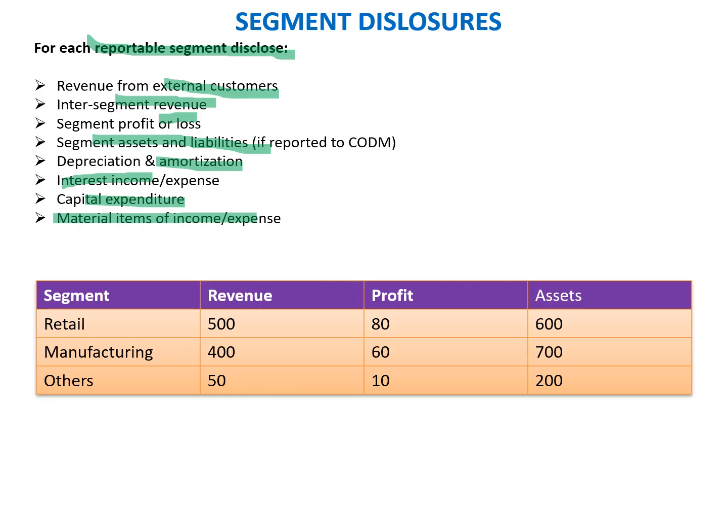A quick example: we have three segments, retail, manufacturing, and then the last one is others, which, depending upon the total revenue, may not be breaching the 10% limit. So revenues are there, profits are there, and assets are there. We have to disclose all this information to make sure that we have proper segment disclosure for the reportable segment. So we'll move to the next slide.